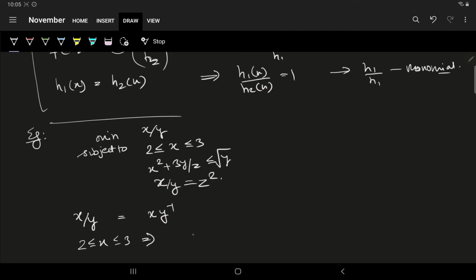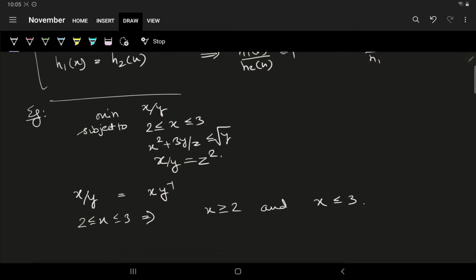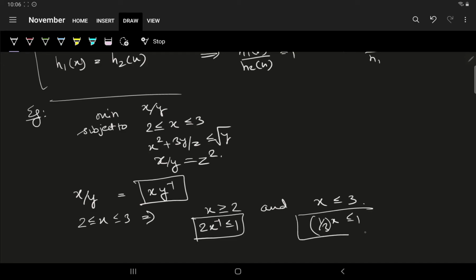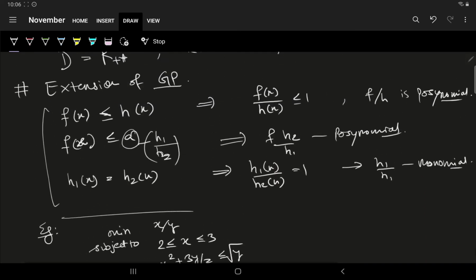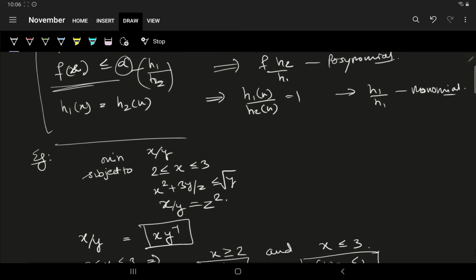This we can break into parts, x which is greater than or equal to 2 and x which is less than or equal to 3, that is 2x inverse less than or equal to 1 and 1 by 3x less than or equal to 1. This comes from this kind of a form.